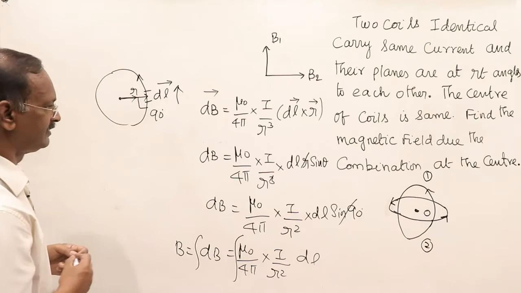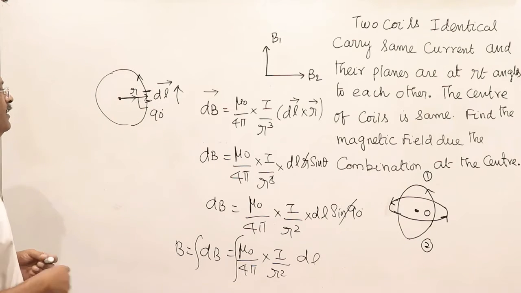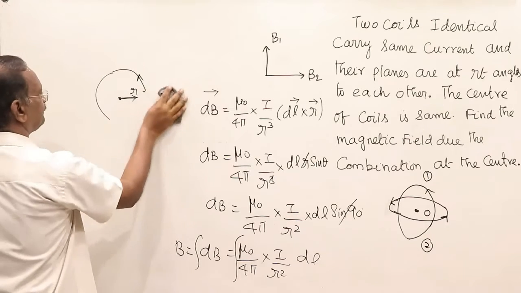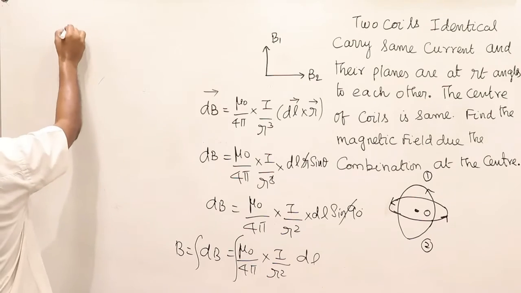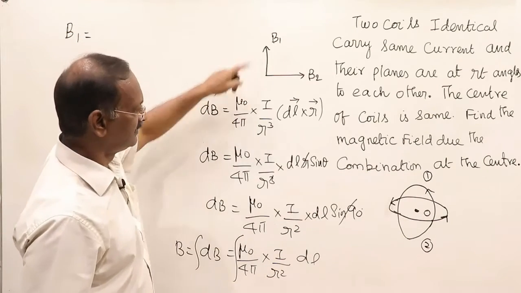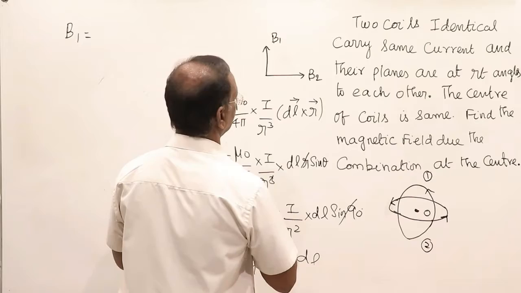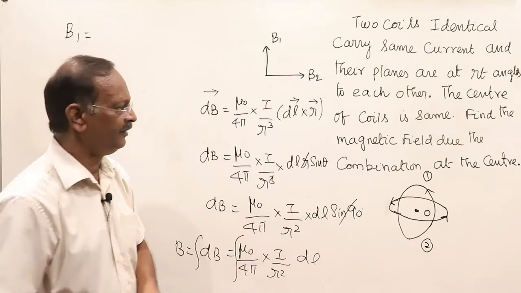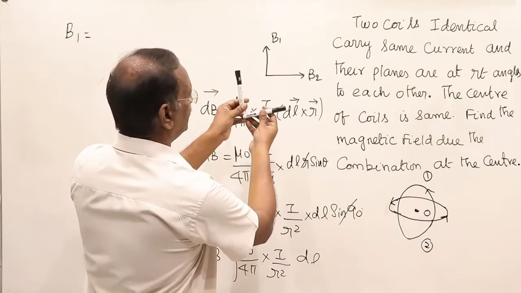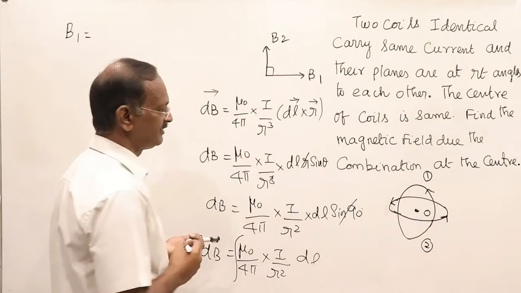This is the magnetic field produced at the center due to one current element, and we want the field due to the entire length, which is the circumference, 2 pi r. The direction of B1 is outward, because the coil is in this plane, and B2 is upward. So this is B1, this is B2, and the angle between them is 90 degrees.